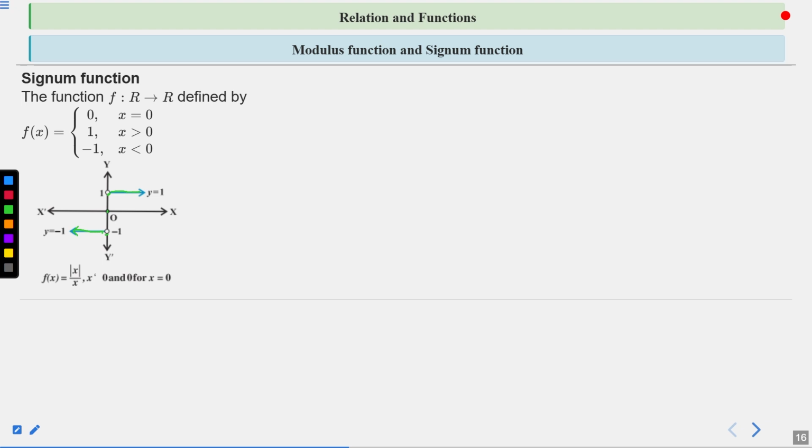In terms of modulus you can also rewrite it as f(x) is equal to mod of x by x, where obviously we want the denominator not to be 0, so x cannot be 0, so we have to explicitly define for 0. So for x equals 0, f is 0. Clear? And these functions, modulus, signum, the identity, constant function, all are real valued functions, as the domain as well as the codomain are subsets of the reals or the reals itself.